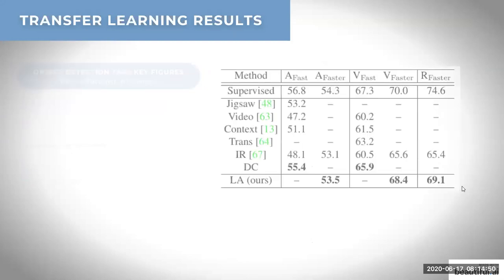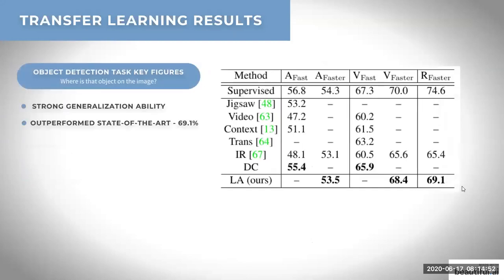And in the object detection task, which answers the question, where is that particular object in the image, they got the best results. They outperformed the state of the art and got 69.1% accuracy, which is quite fascinating, I think.